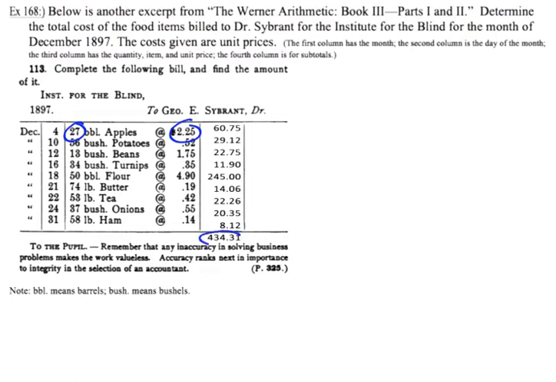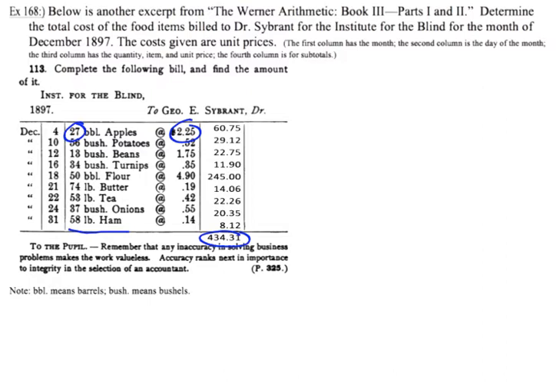Notice that this is $434.31. That's for a month's supply of food for an entire institute. But this is back before 1900, so that is a lot of food. We're talking 58 pounds of ham today would cost more than $434. Well, maybe not. But there is one really important thing.